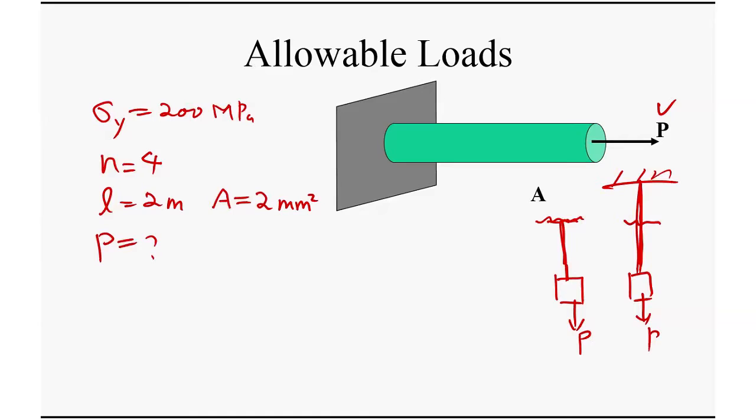No, there must be a reaction. So our guess will be an N. I'm not sure, but I guess there is an N. And because I'm guessing, I put it in the positive direction. Remember, the positive sign is away from the surface.